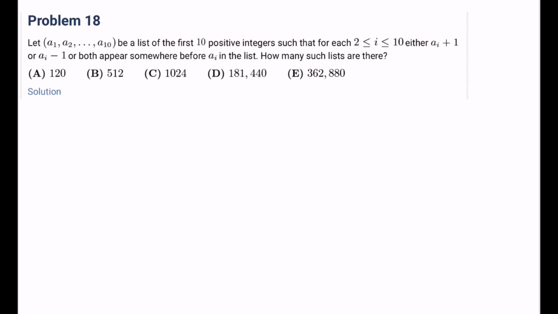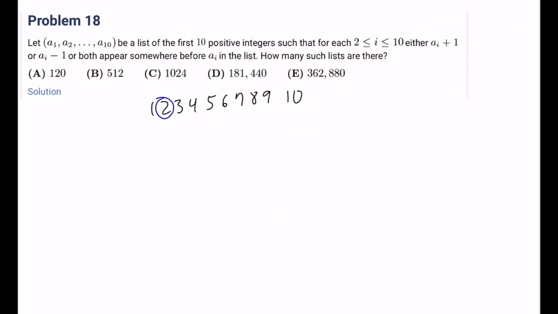First of all, let's consider the case where 1 is at the very front. Then 2 would have no place to go but here, because this must come before that in the list. And same thing for 3, 4, 5, 6, 7, 8, 9, 10, all the way, right? So this has to be in increasing order.